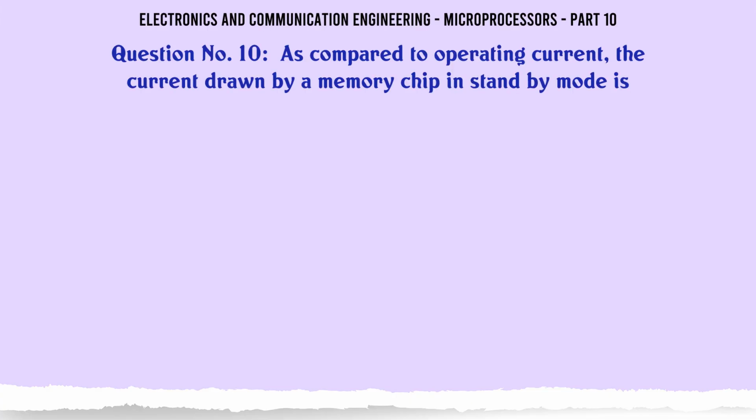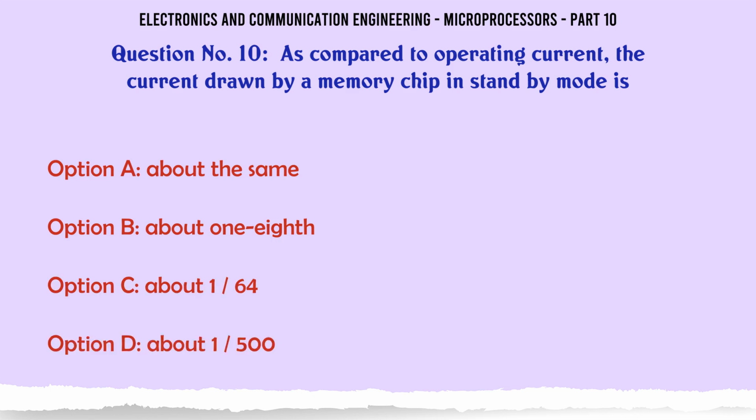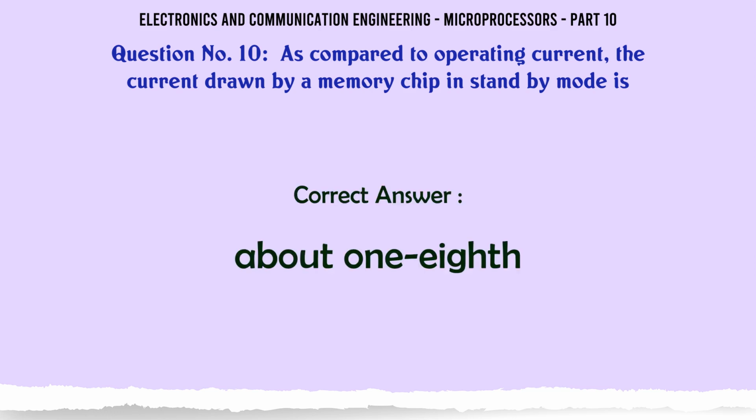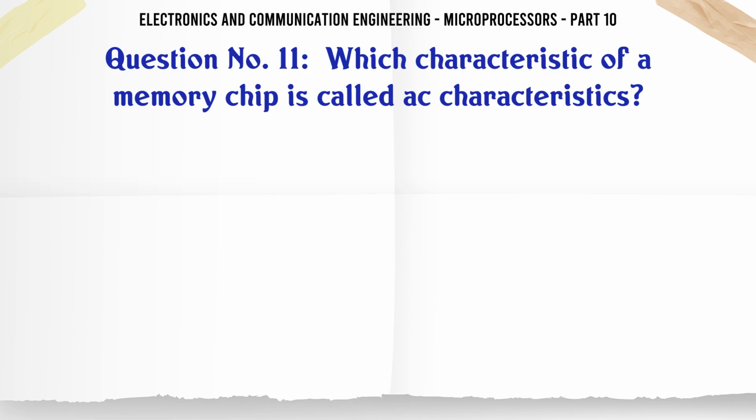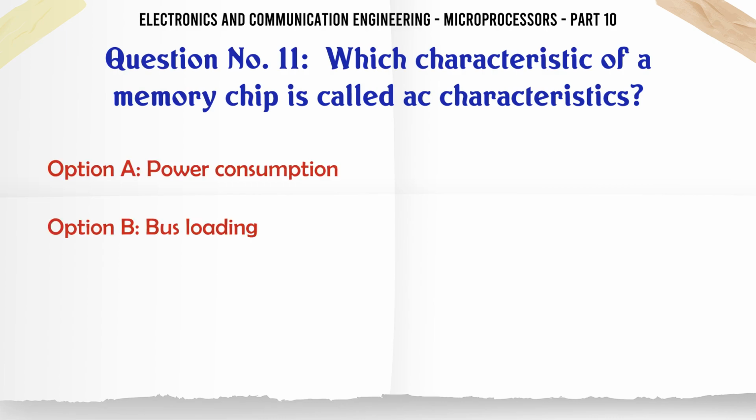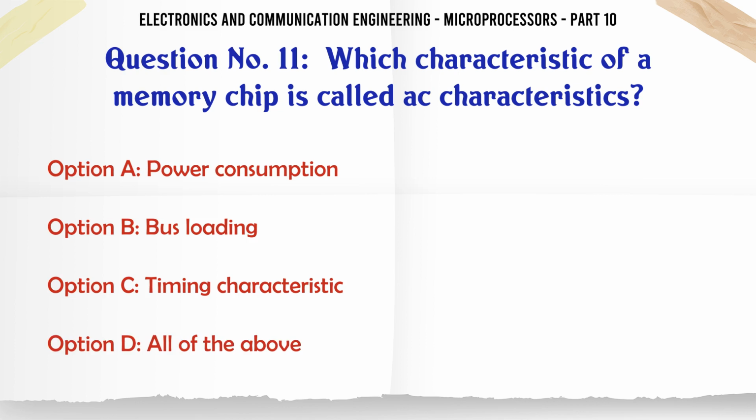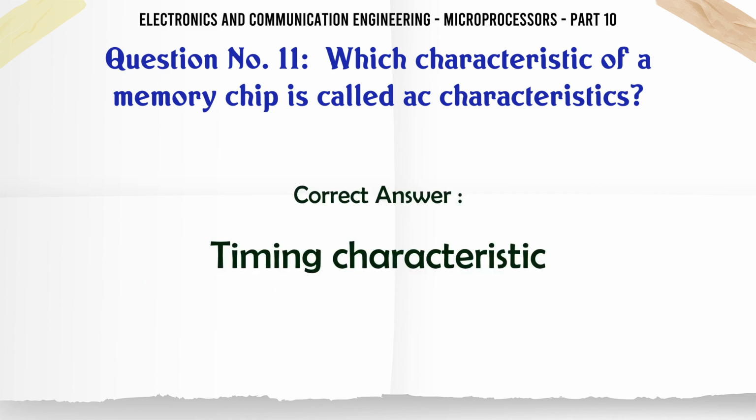As compared to operating current, the current drawn by a memory chip in standby mode is A about the same, B about 1/8, C about 1/64, D about 1/500. The correct answer is about 1/8. Which characteristic of a memory chip is called AC characteristics? A power consumption, B bus loading, C timing characteristic, D all of the above. The correct answer is timing characteristic.